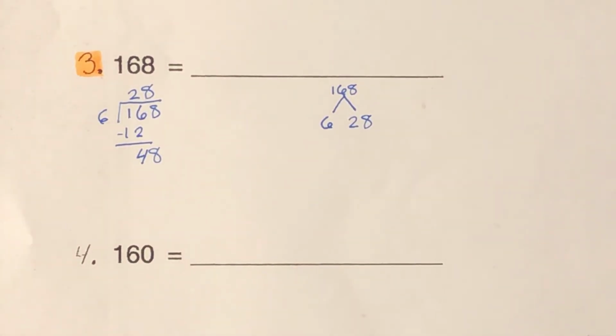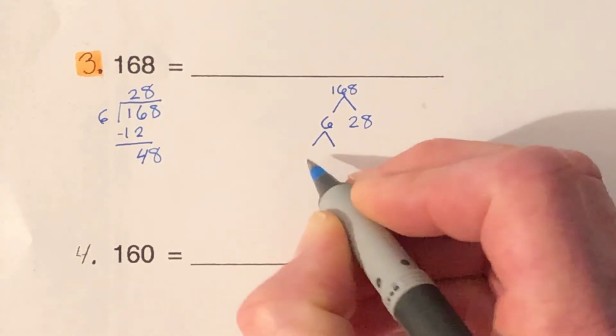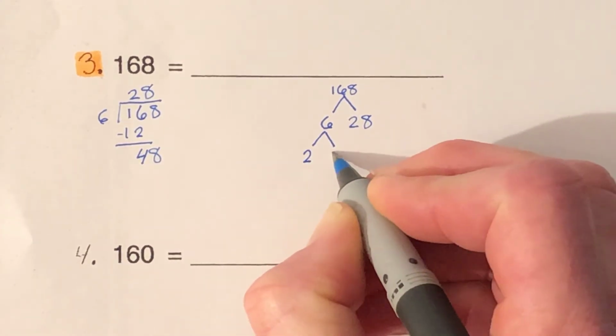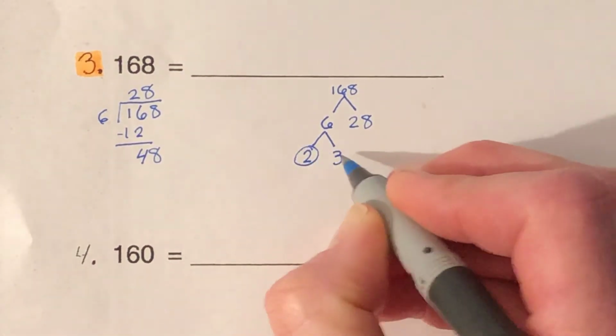Is either of those numbers prime? No. They are not. Neither number is prime. So we'll keep dividing out. 6 can be divided by 2 times 3. 2 is prime, 3 is prime.